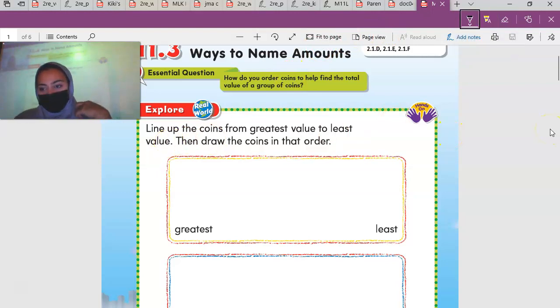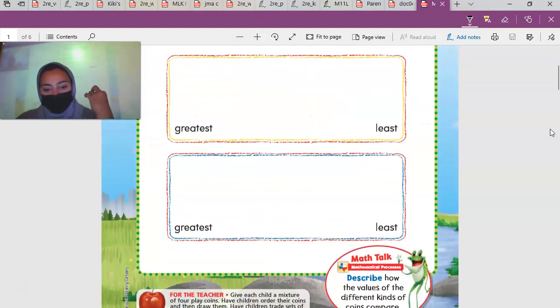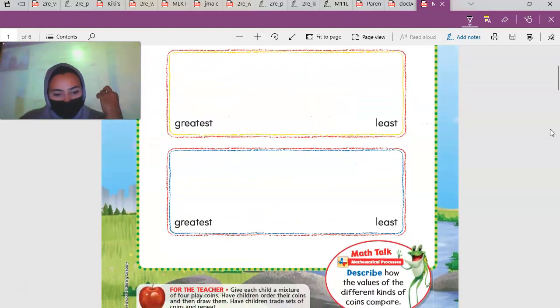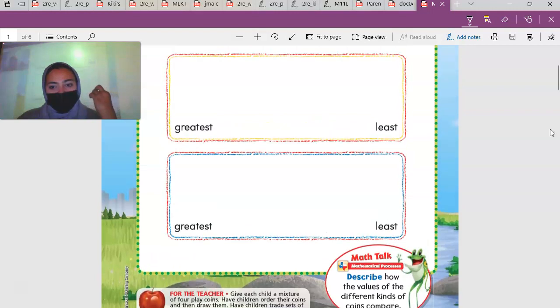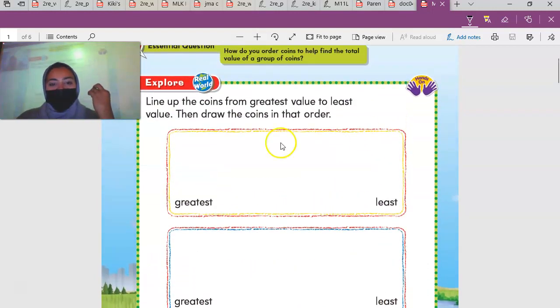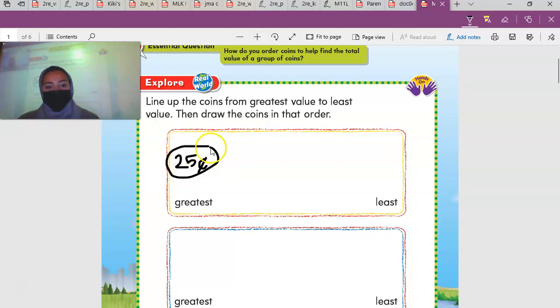So let's see what the coins are they want us to draw. Oh, okay. So basically all the coins. So what is the coin with the greatest value? A quarter. Very good. Actually, it's a $50, but we're mostly focusing on the main four coins, okay? So the quarter has the largest value.